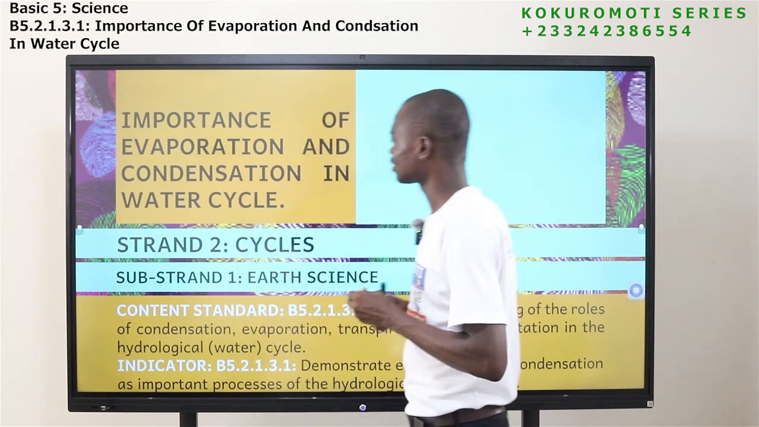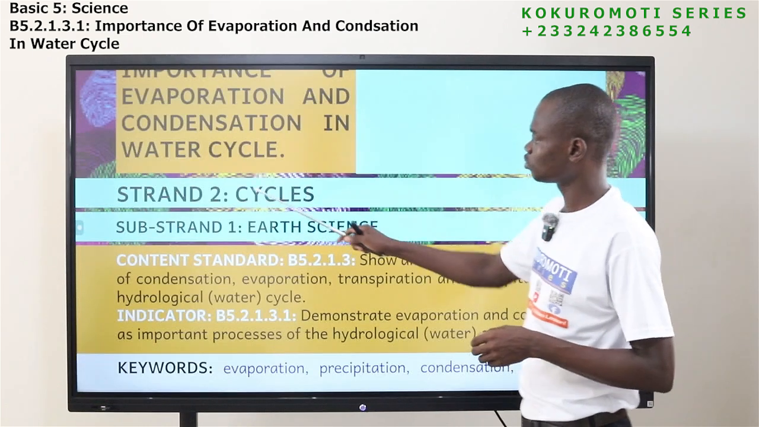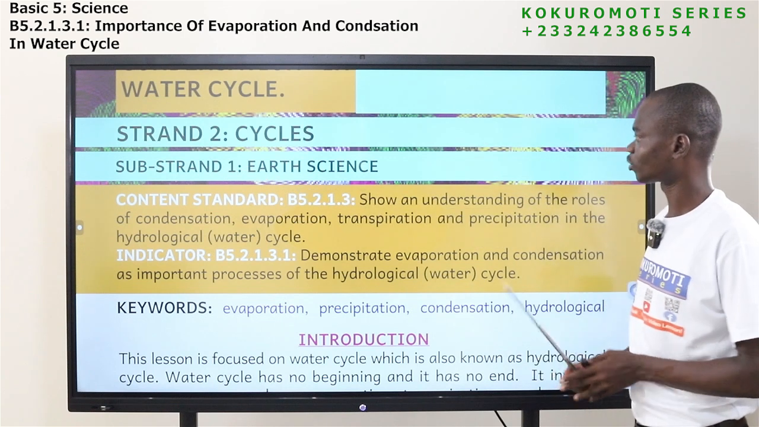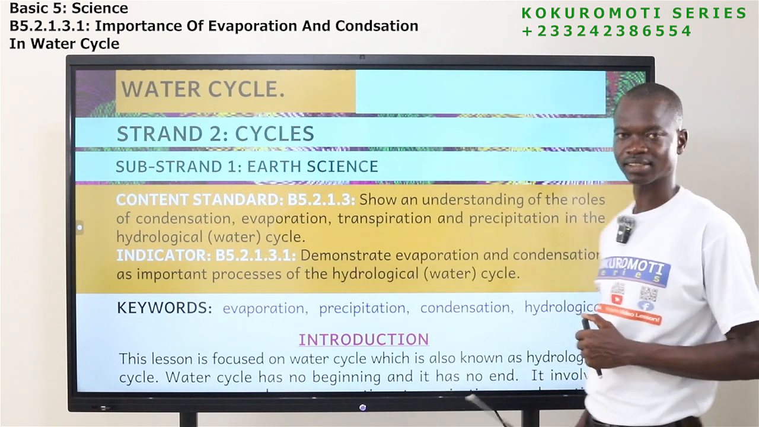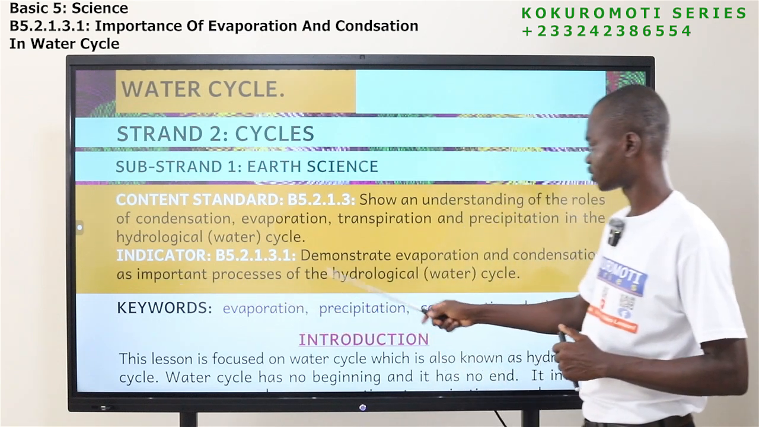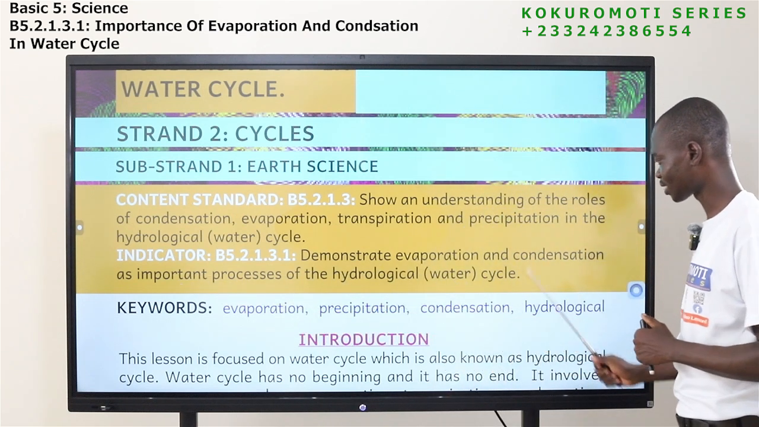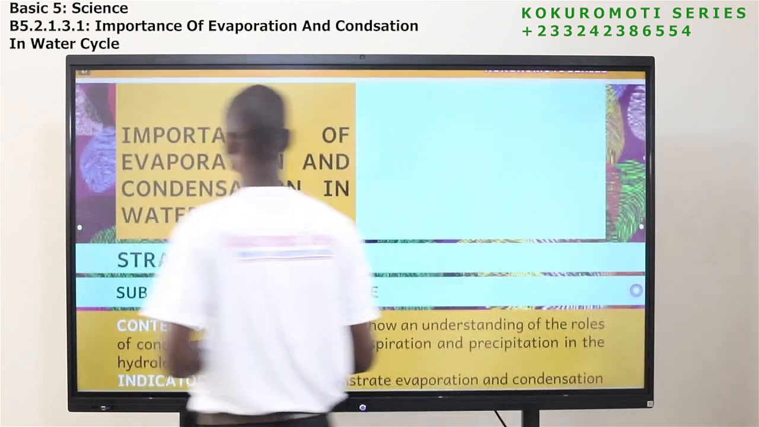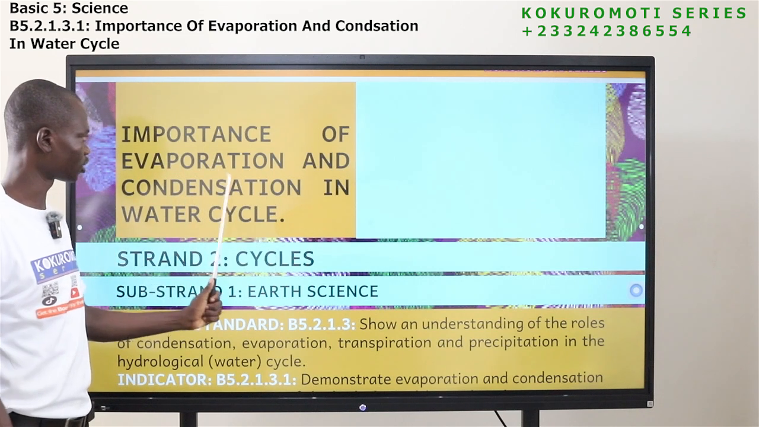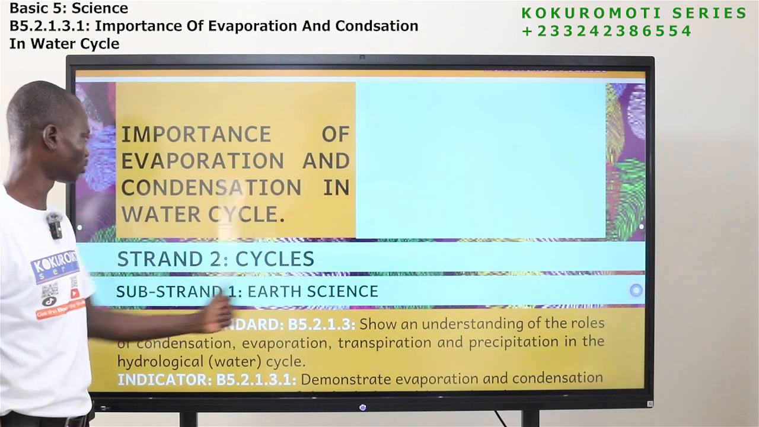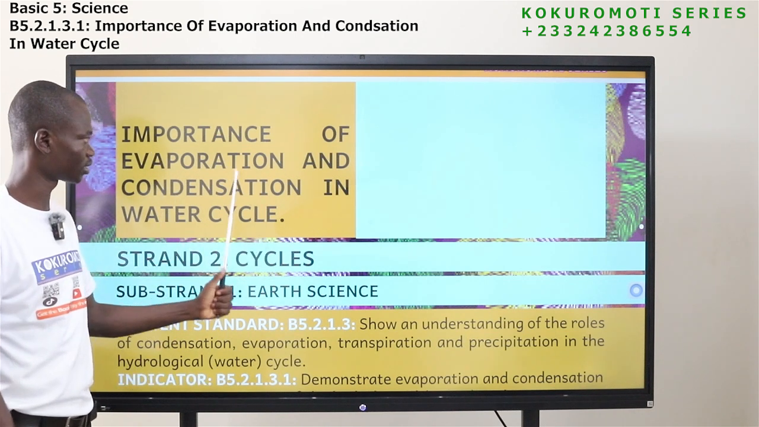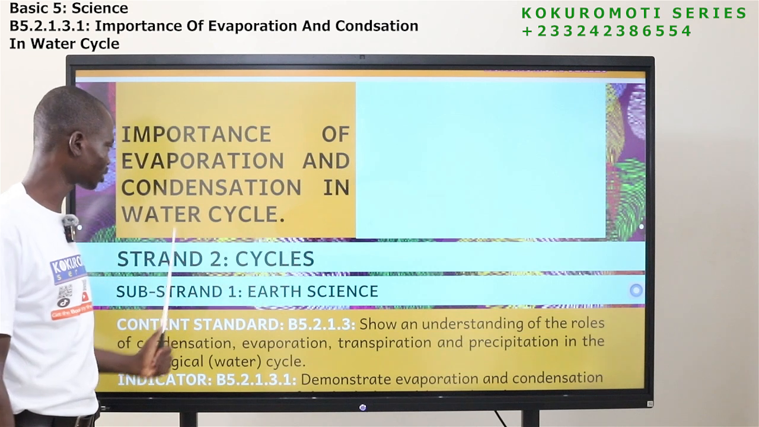Okay, today's lesson, we are looking at strand 2, that is cycles. The next one, that is sub-strand 1, we have earth science. The indicator is here: demonstrate evaporation and condensation as important processes of the hydrological or water cycle. So today's topic is what? Importance of evaporation and condensation in the water cycle. I'm saying it again: importance of evaporation and condensation in the water cycle.